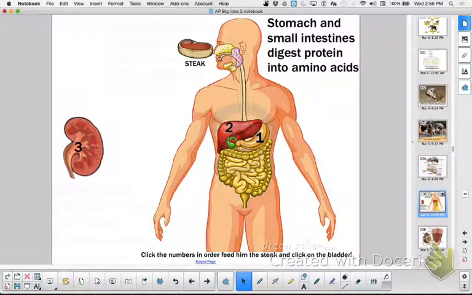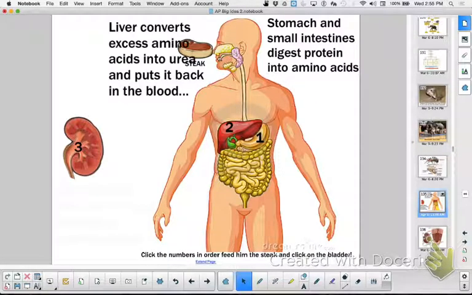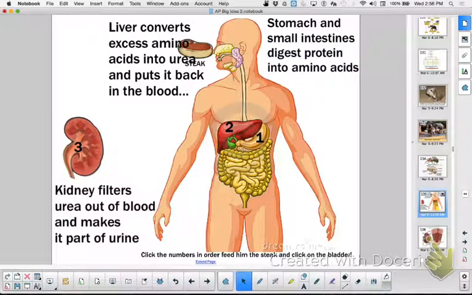Okay, so you're digesting the protein into amino acids. Number 2, the liver converts the excess amino acids into urea. It does it through the process first of deamination. It has to remove the NH3 group off. And then they can convert it into another amino acid if they need to. Otherwise, if you have excess, it will convert it into urea and put it back into your blood supply. Your kidney then filters out the urea, and then it moves into your bladder, and then you can pee it out.